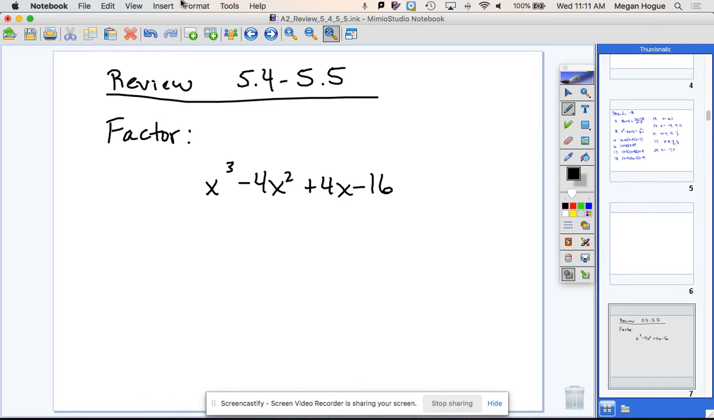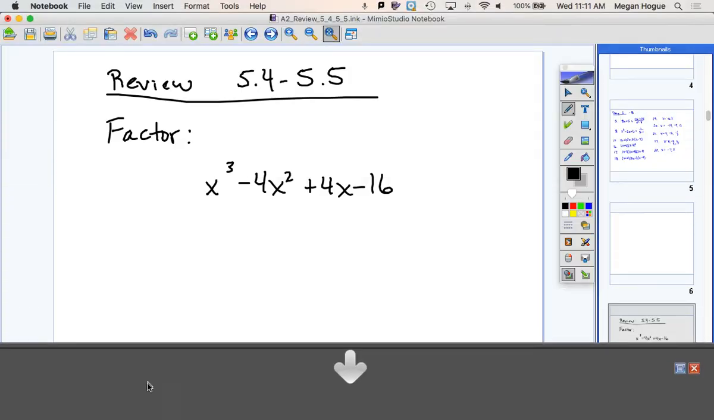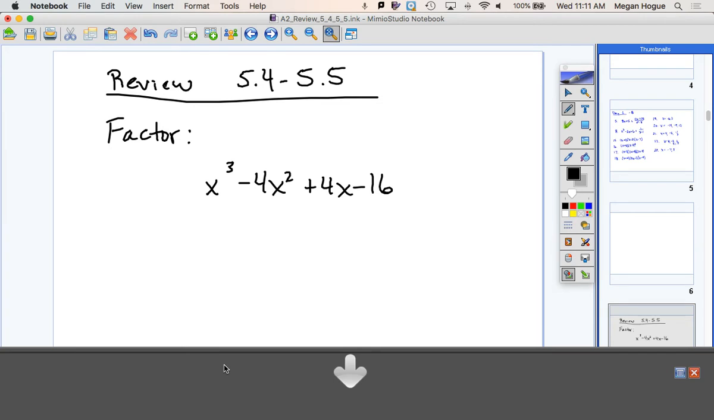So in 5-4, I feel like we got pretty good at it. I just want to, again, make sure we hit some of those new factoring techniques again. So if I want to factor this, what type of factoring would it be? Grouping. As soon as I see 4 terms, and they're asking me to factor, they're not giving me any other factors, I know it should group.